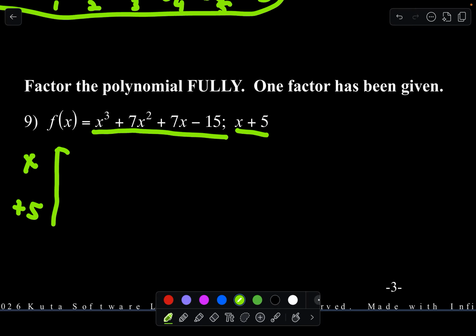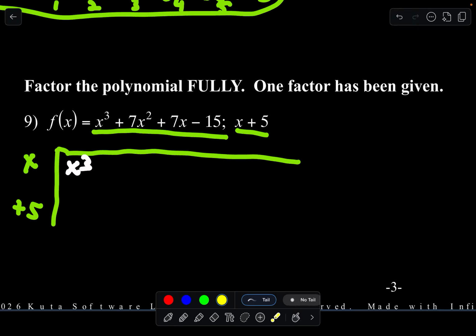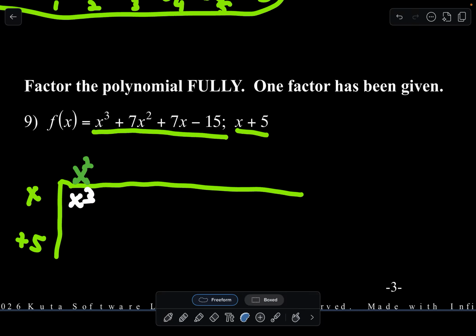Okay. So here we go. We put x cubed here. What do you have to multiply x by to give you x cubed? And you'll say, I hope, x squared. I'm gonna lower this. There we go. All right. So and then x squared times 5 is 5x squared. What do we have to add to 5x squared to give us 7x squared? And that's going to be 2x squared. What do you have to multiply x by to give us 2x squared? Is 2x.